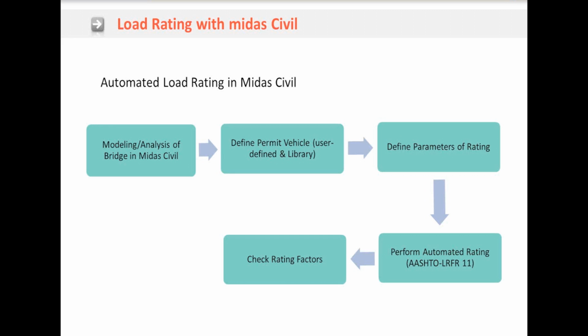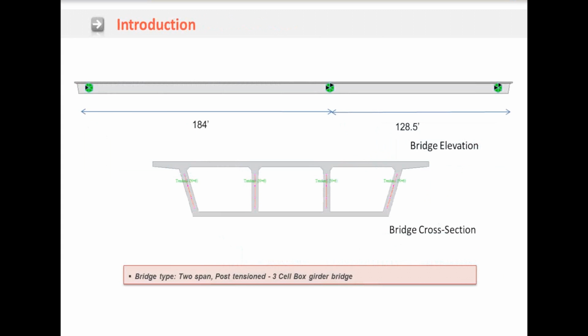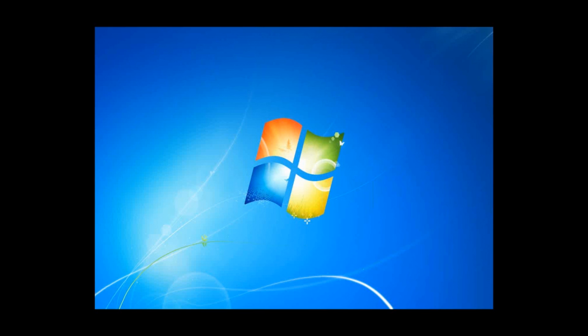Just let me quickly talk about the model that we are going to create. It's a very simple model: a two-span post-tension box girder bridge with 184 and 128.5 feet length of each span. And this is the cross-section. You see we have three sections, three cells. We are going to post-tension, applying the post-tensioning tendons inside each web. Okay, so let me quickly open Midas Civil.